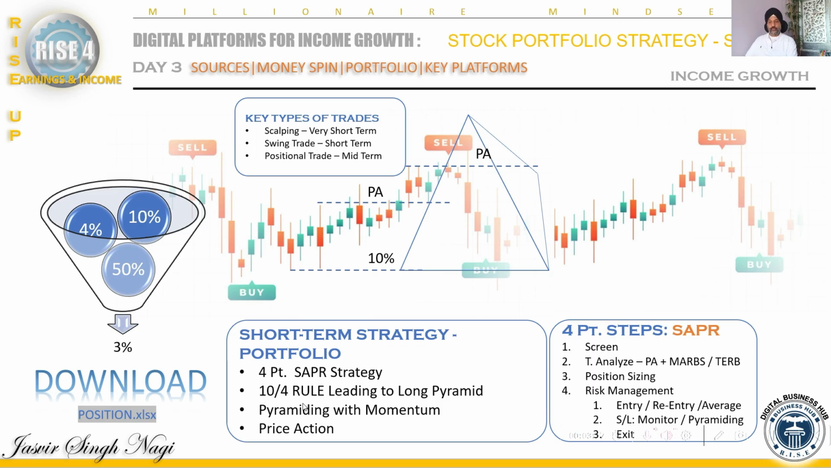I told you about the 10-4 rule, right? Either you exit at 10% profit, and if you think the stock is still going strong, then you pyramid it, or at a 4% loss you come out, or you exit at 10% itself if you're doubtful of what's going to happen next. Clear? Pyramiding with momentum is an important strategy even to build a long-term portfolio.